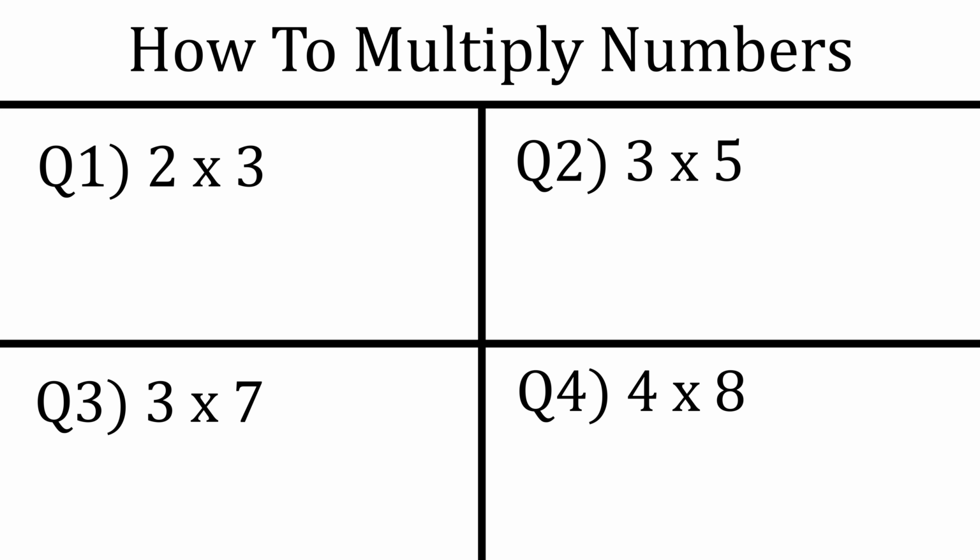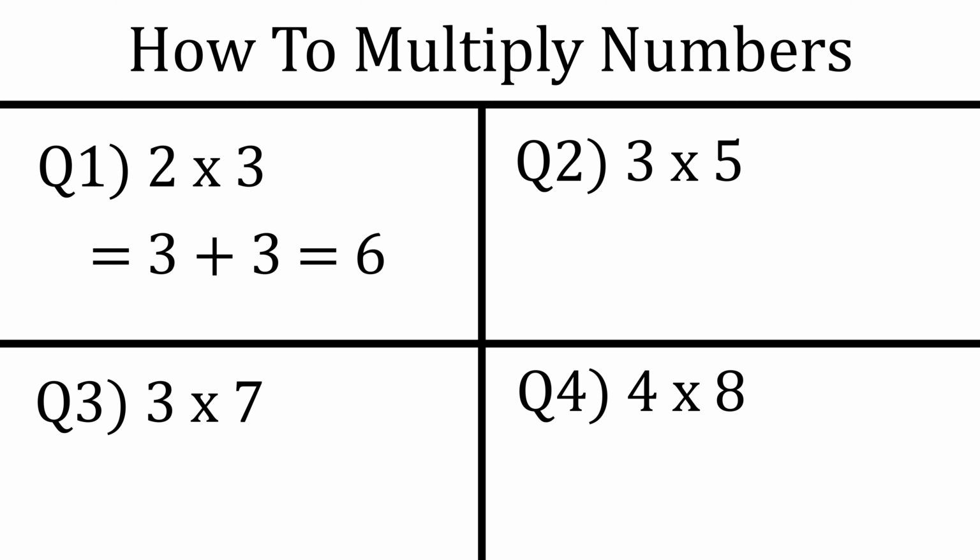So starting with question number 1, which I will guide you through, and then from there you can give questions 2, 3 and 4 a go, and I'll give you the answers also to know whether you got them right. So question number 1, we have 2 times 3. Now one way to think about this is you have 2 lots of 3. So you have 1 3 and then another 3. So this can also be written as 3 plus 3, which is going to give us 6. So the answer to 2 times 3 is 6.